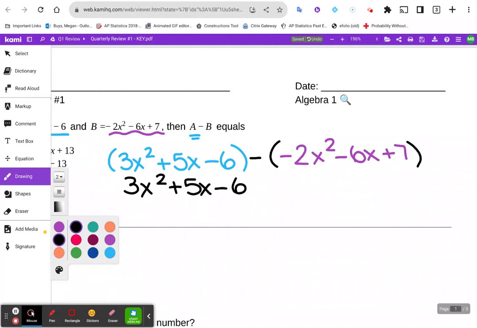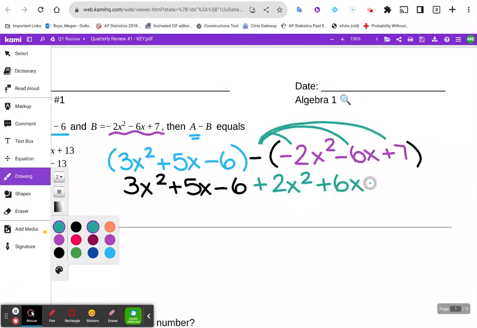But what we really want to be mindful of in this next part is that you're distributing this negative to both pieces. So you have negative times a negative makes a positive 2x squared. Negative times a negative again makes a positive 6x. And finally, negative times a positive is going to make a negative 7.